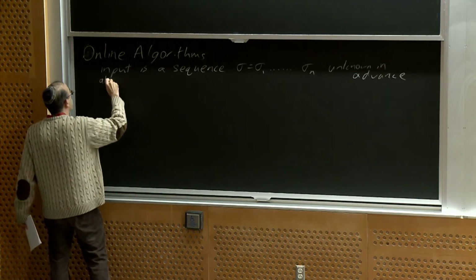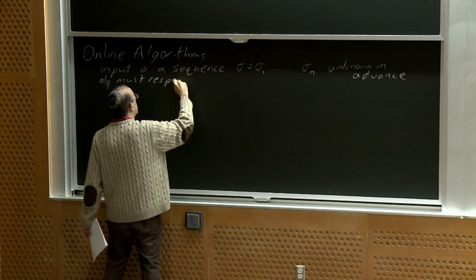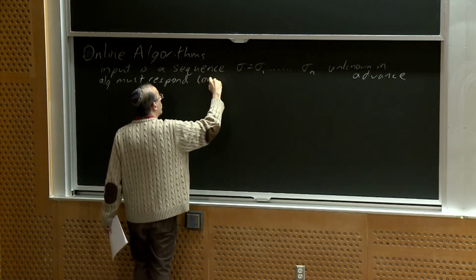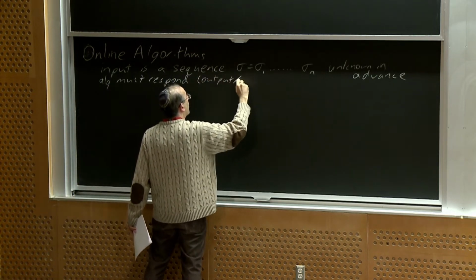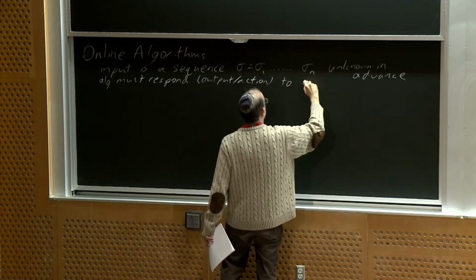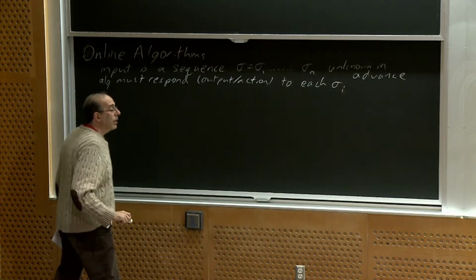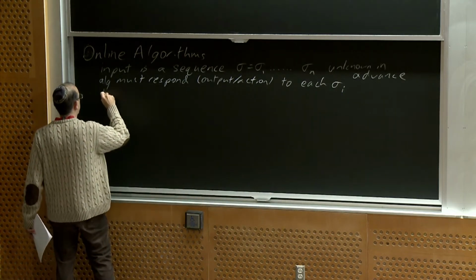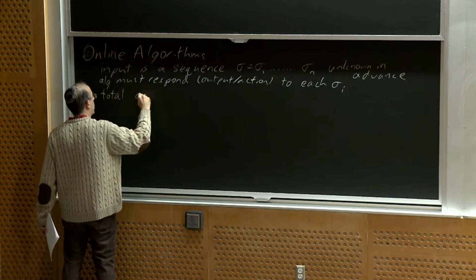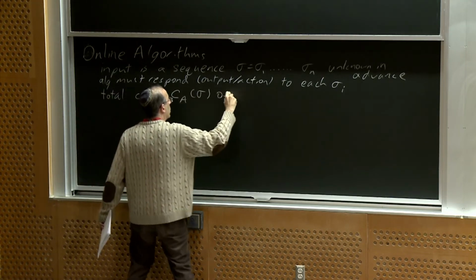Your algorithm must respond with an output or an action or whatever it is that the algorithm does to each symbol. And this accumulates a cost over the whole sequence.